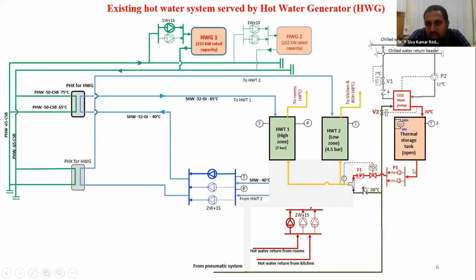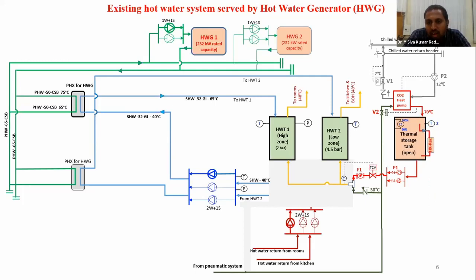So 70 degrees water will be tapped from the thermal storage tank, and 30 degrees water from the pneumatic system will be mixed here, and after mixing it will become 48 degrees. There is a temperature sensor which will control this valve, so that this temperature will always be around 48 degrees. In this way we are supplying 48 degrees water using the CO2 heat pump and thermal storage tank.